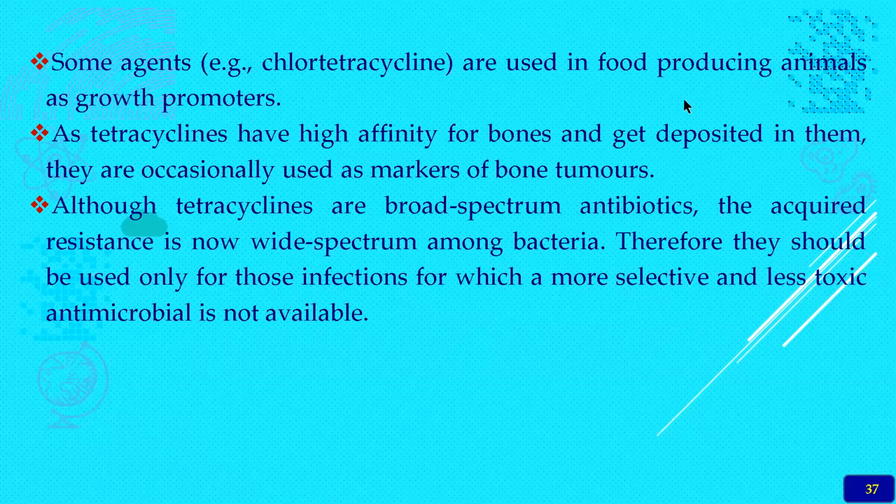Some agents like the chlortetracyclines are used in food producing animals as growth promoters, and the tetracyclines have high affinity for the bones and get deposited in them. So please remember all these disadvantages and drug interactions of the tetracyclines. They get deposited in the bone, hence they are not to be used in such animals. They are broad spectrum antibiotics, of course, but acquired resistance is now widespread among the bacteria. Therefore, they should be used only for those infections for which a more selective and less toxic antimicrobial is not available. So they should be used with caution, especially in diseases where resistance occurs.